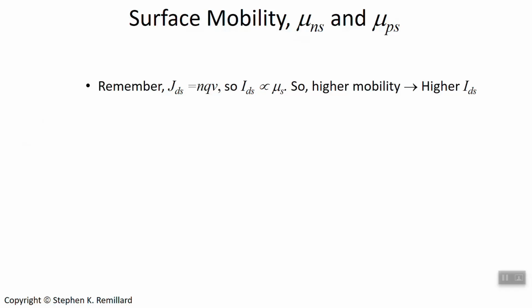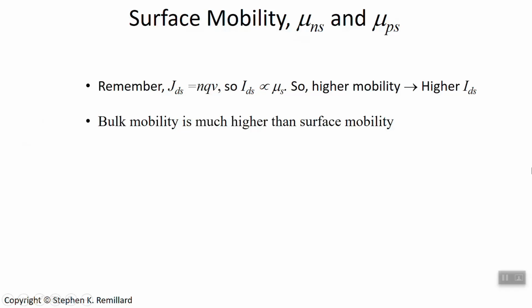And so when I say mu sub S, I'm talking about the mobility in the inversion layer. And S stands for surface. And remember, sub N and sub P is because electrons and holes have different values of mobility. Electrons have higher mobility than holes. Let's talk about why at the surface the mobility is lower.